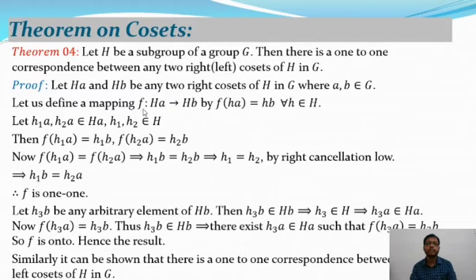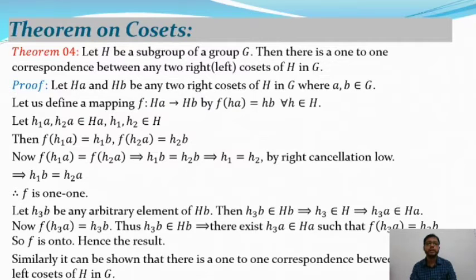There is a mapping f such that Ha to Hb, where Ha and Hb are right cosets in G, by f(ha) = hb. So there is a relation, that is the mapping from Ha to Hb, defined by f(ha) = hb for all h belonging to H.